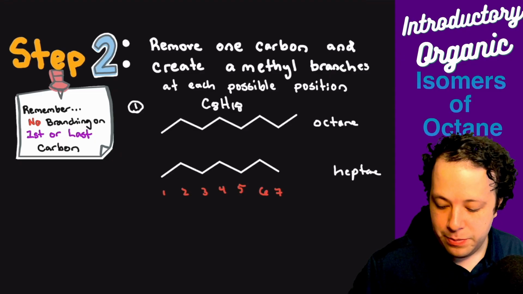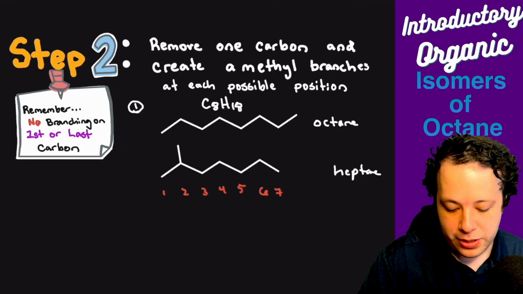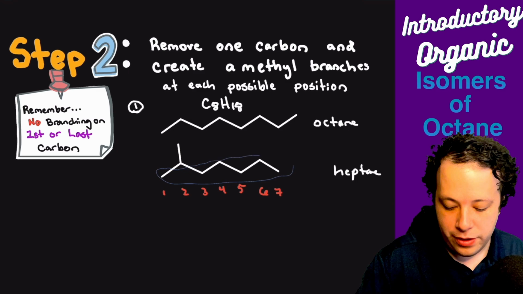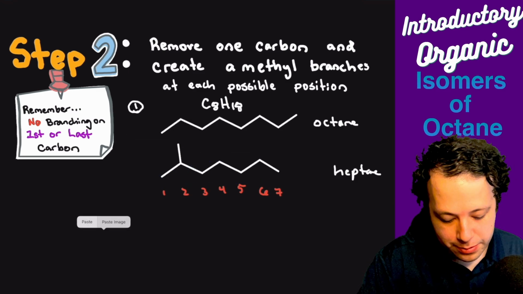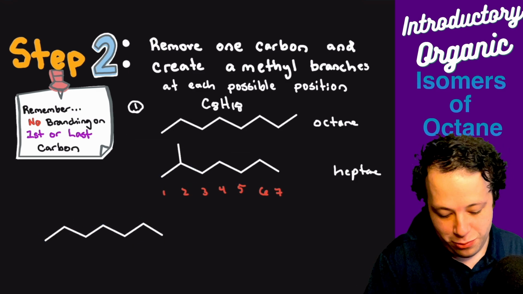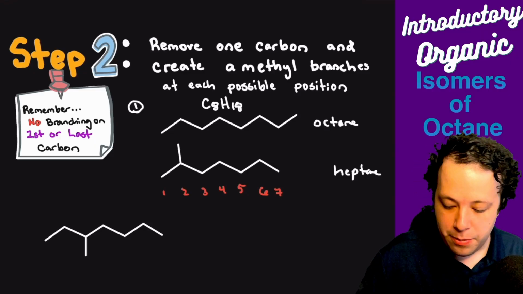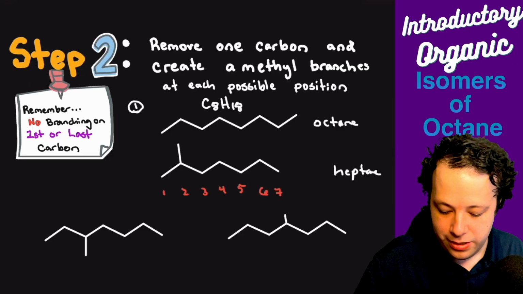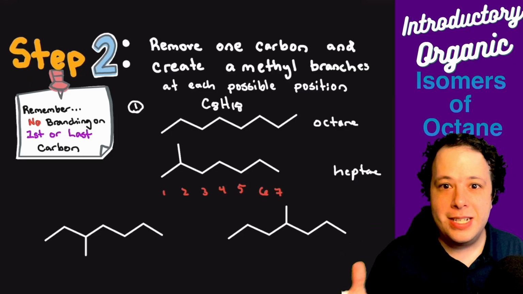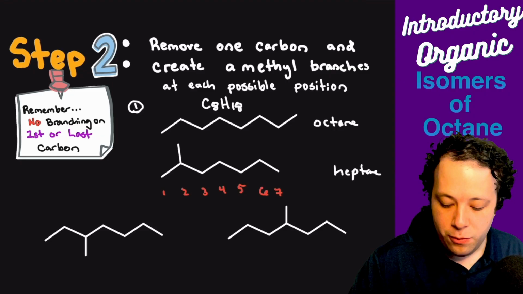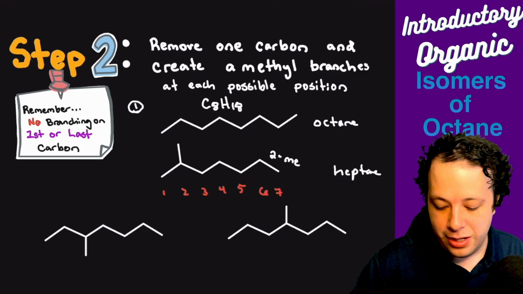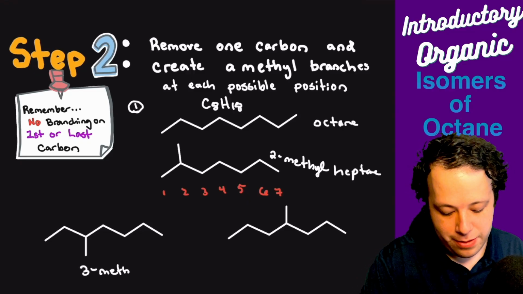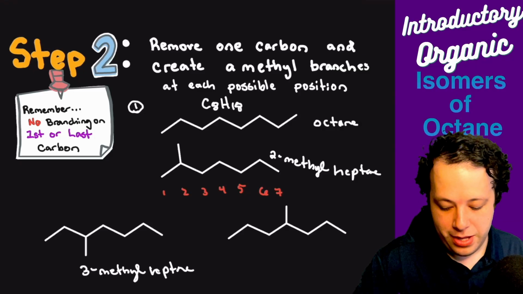What we're going to be doing is making a branch at the different positions. For example, I can put a branch at carbon number 2 as one of my choices. Is that the only option you could have as an isomer? Well, let's move it to different locations. We could put a branch at carbon number 3. We could also put a methyl branch at carbon number 4 as well. All these are different possibilities that you have. When you're going through this, you want to make sure that you're naming them: 2-methylheptane, 3-methylheptane, and then the last one is 4-methylheptane.